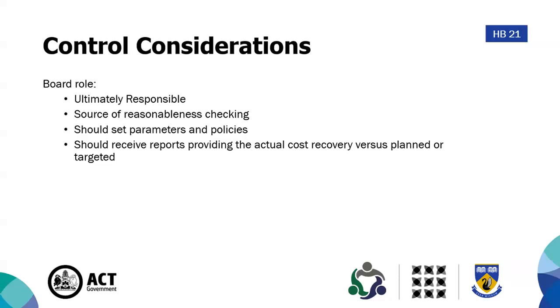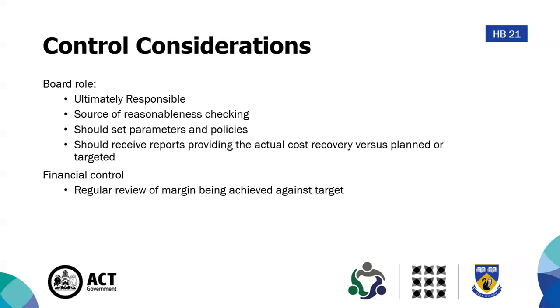To that extent, in terms of financial control, it's important to remember that there needs to be a regular review of the margin being achieved against the margin targeted. So that's the profit. Are we achieving the profit that we wanted, that we need? Are we achieving the profit that we've accepted that we can have as a result of the funding arrangements that are being put in place?